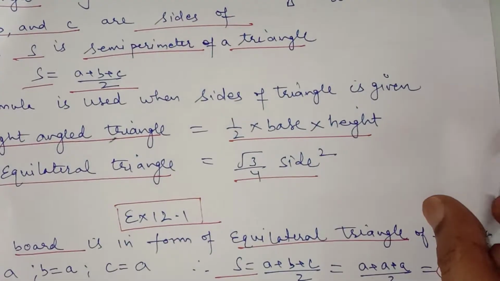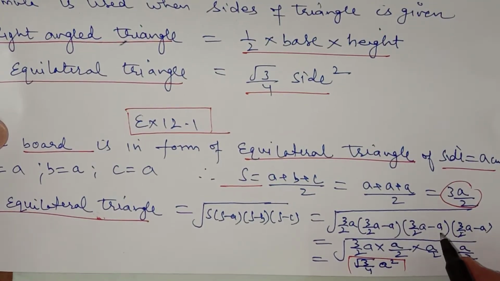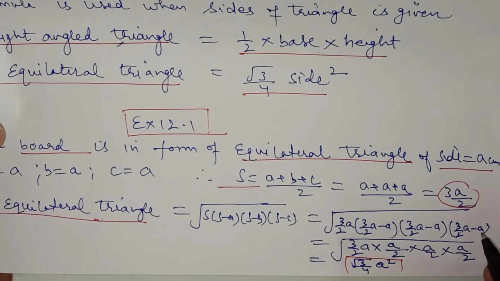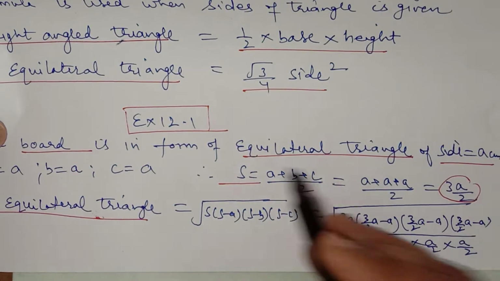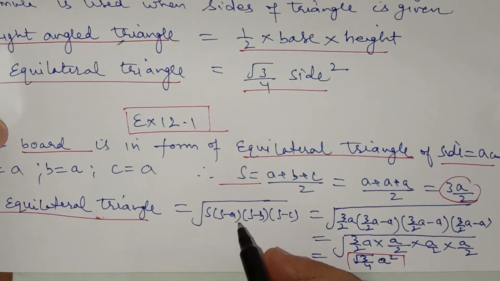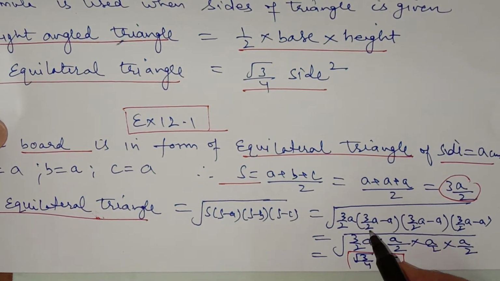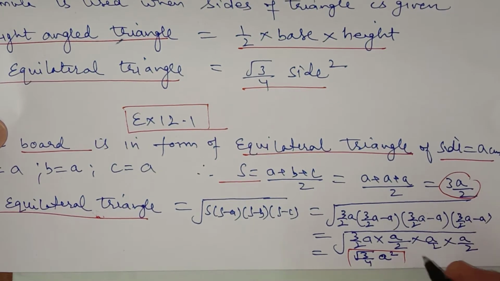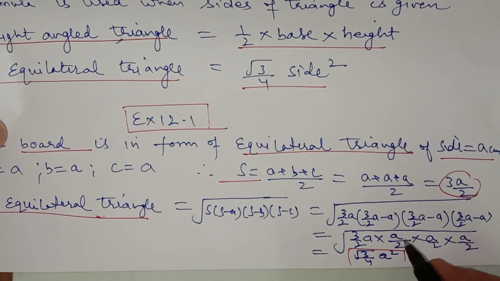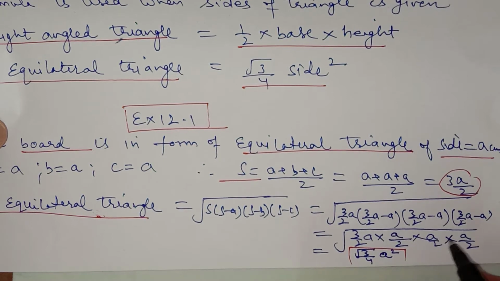Now what is a? Here a is a itself, b is a itself, and c is also a. s is 3 by 2 a. We have used the area of the triangle when all three sides are given, which is known as Heron's formula. So 3 by 2 into a, and 3a upon 2 minus a, subtracting by taking the LCM, we get a by 2, a by 2, a by 2. So we have a into a into a into a, that is a squared.